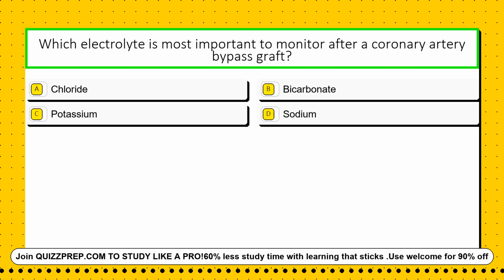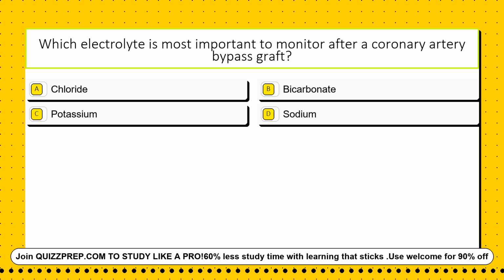Question 44. Which electrolyte is most important to monitor after a coronary artery bypass graft? Option A. Chloride. Option B. Bicarbonate. Option C. Potassium. Option D. Sodium.